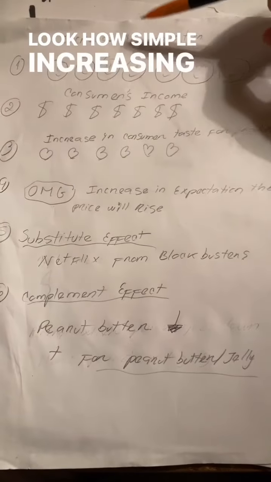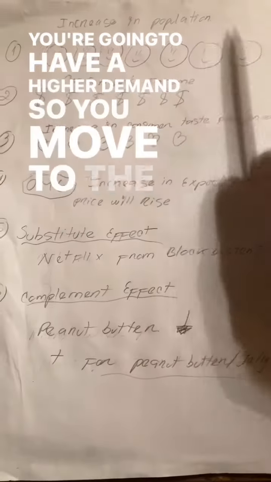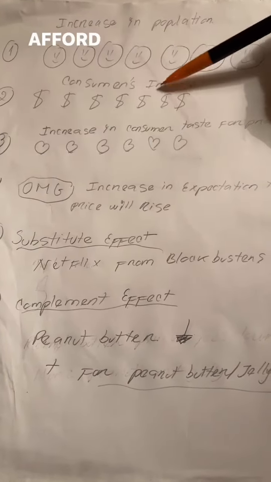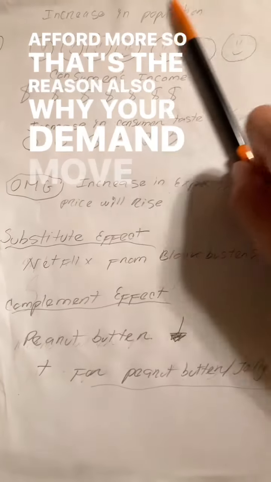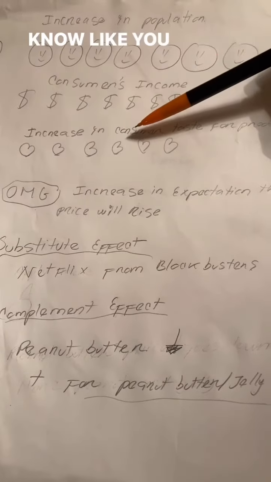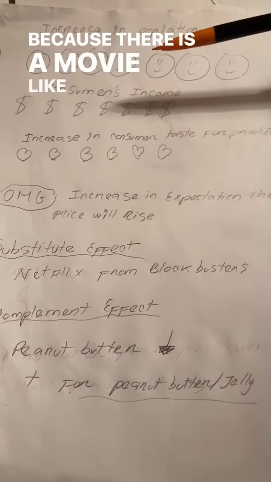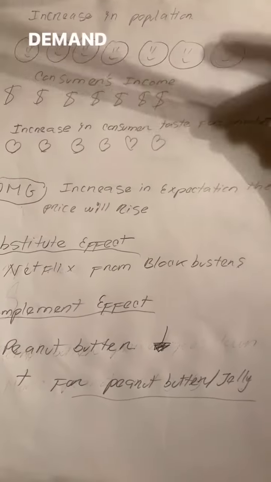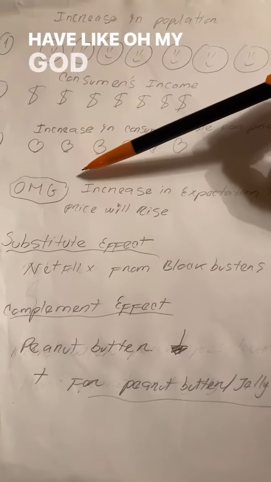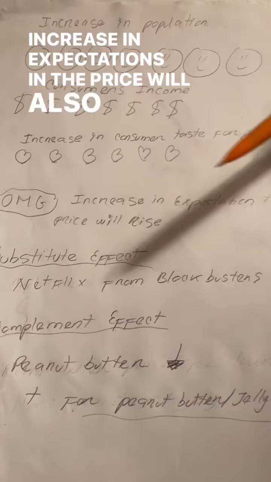Look how simple. Increasing population, you have more people, you're going to have a higher demand, so you move to the right. The consumer's income, you're making more money, so you can afford more, so that's the reason also why your demand moved to the right. Increasing consumer taste for a product. Well, when you have comic books or things that, because there is a movie like Spider-Man, then the comic books demand increases. And then you can also have, when you have like, oh my God, something's going to go up in price, increasing expectations in the price will also raise the demand.